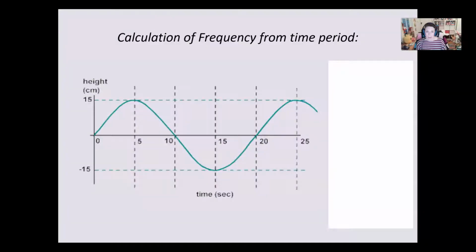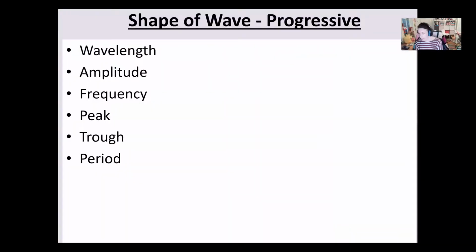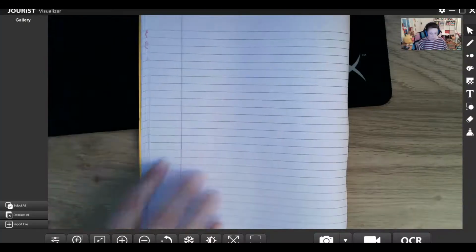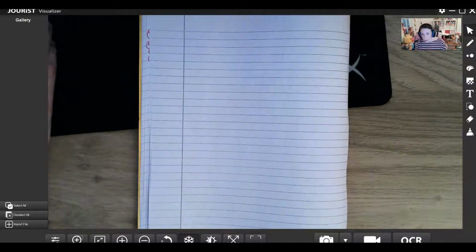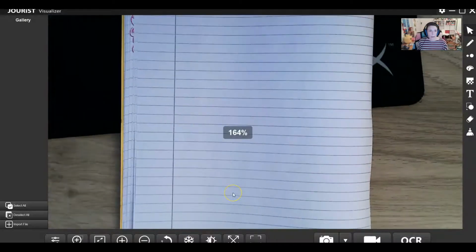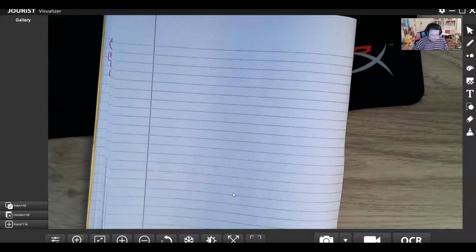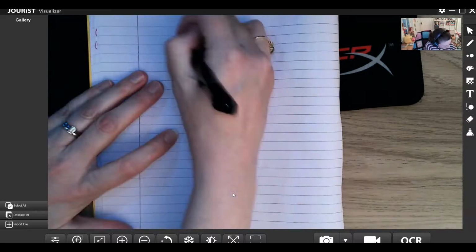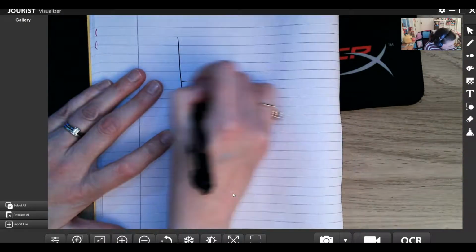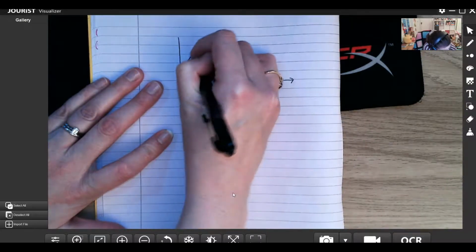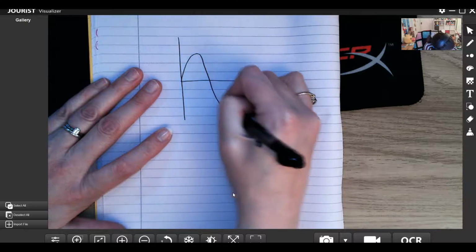So we're going to label a transverse wave now. I'm just going to change to my visualizer. When you label a transverse wave, it looks like a wave that you might see on the sea. Often it's on a graph, and on the x-axis of the graph you would have time. I'm just going to draw my wave here carefully.